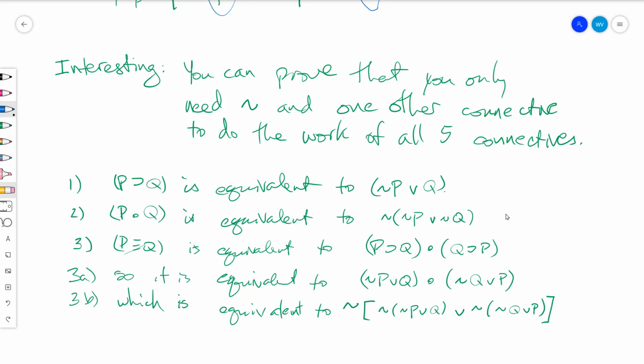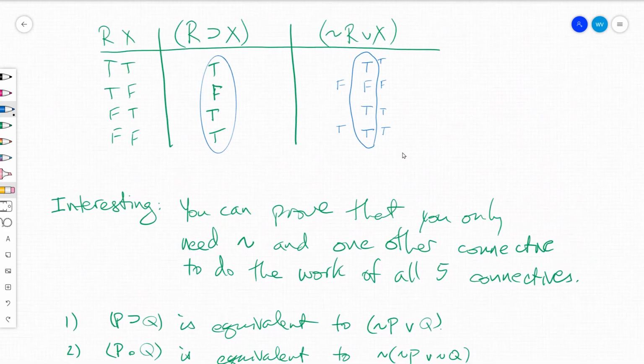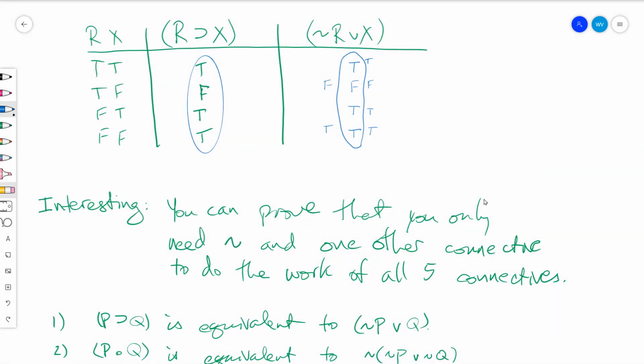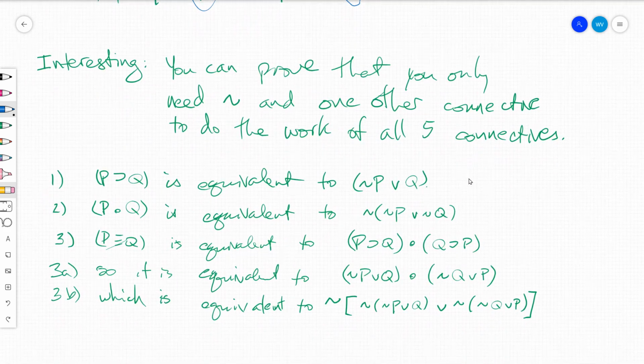So here's what I'm talking about. We just proved here with this truth table that a conditional is equivalent to a disjunction where you negate the antecedent, turn that into a disjunct, and let the consequent be the other disjunct. All right, so if P then Q is equivalent to not P or Q. And we can show that P and Q is equivalent to not P or not Q. That's actually just a version of De Morgan's rules.